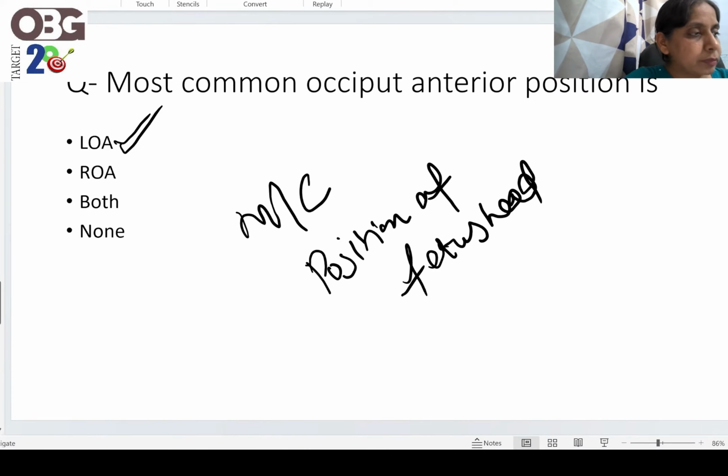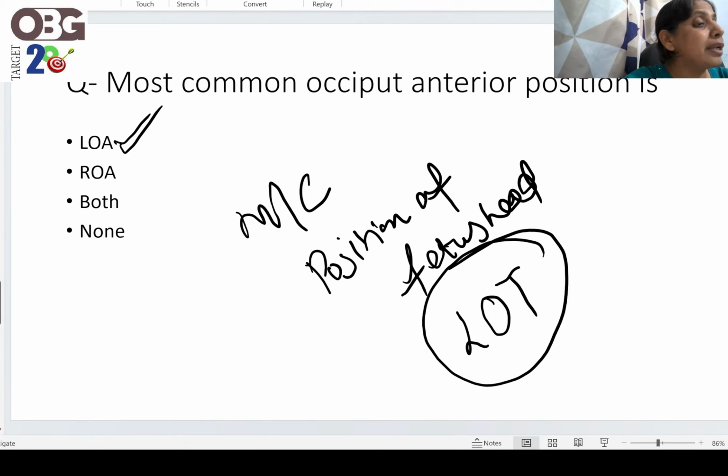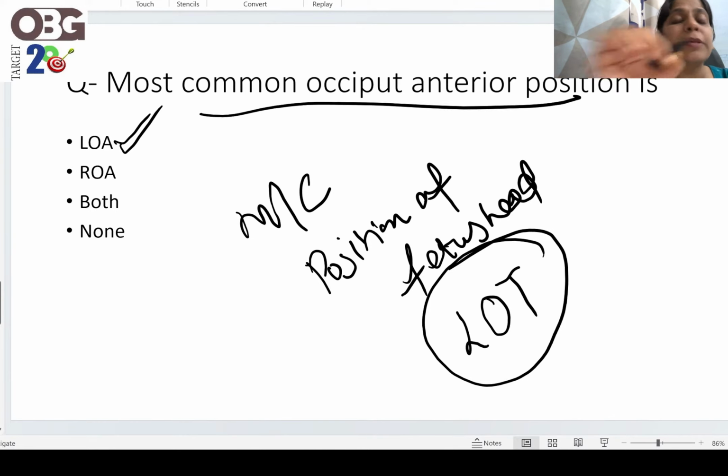Come on everyone, these are very easy questions. It is left occiput transverse. It is not left occiput anterior. Left occiput anterior is the most common occiput anterior position.